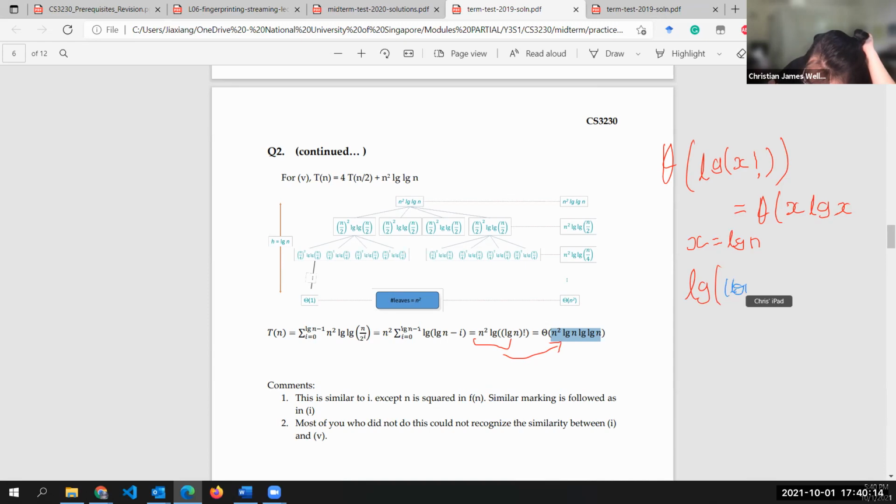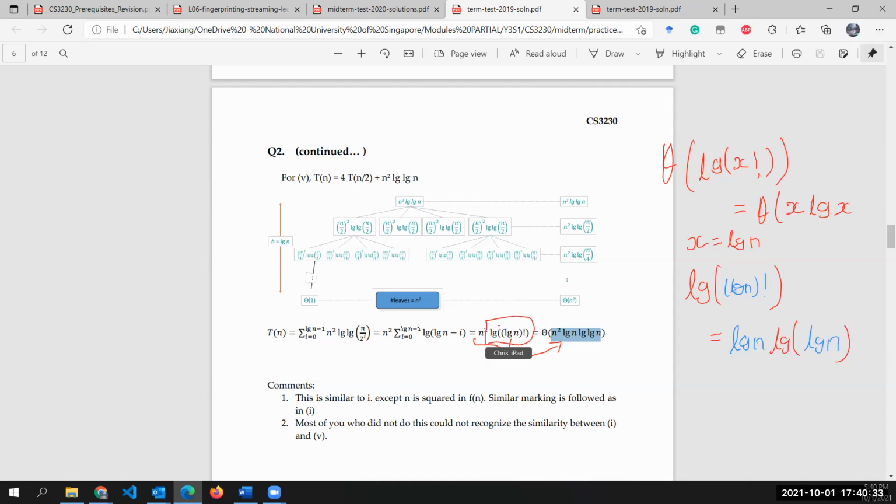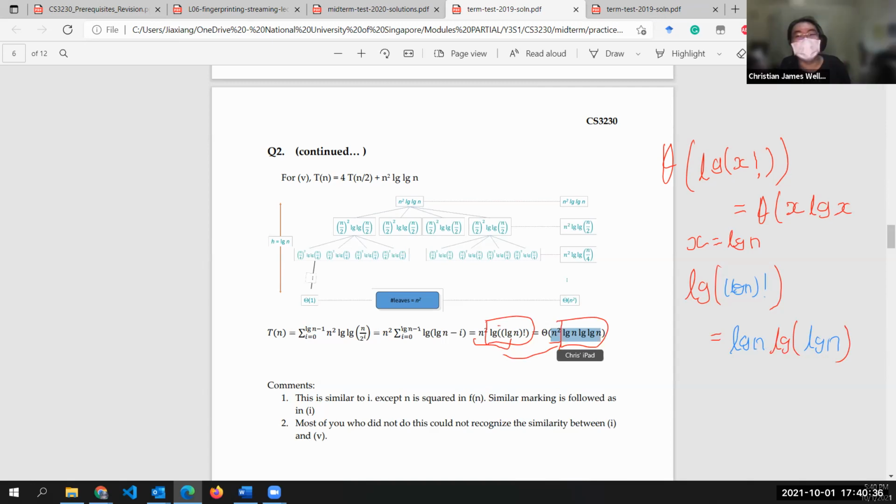So log of n factorial, then this is equal to n log n. Do you see that? This is this part. Yeah, I think I get it. Nifty. So now you can solve something like log of n squared factorial. Just substitute, and you'll get n squared log n squared, which is n squared log n in theta form.